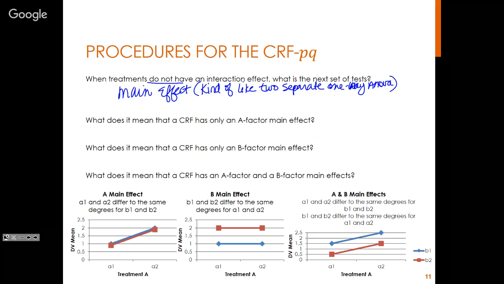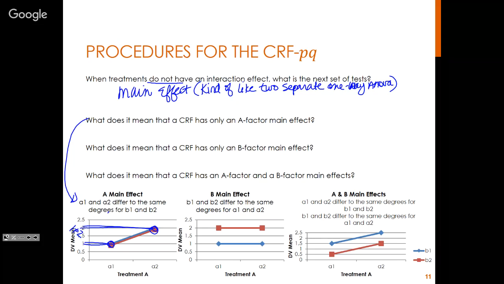Good. So I understand these a lot better in a graph. That's why I always include the graph. So if we only have an A main effect, then if I'm just looking at factor A, is A1 different than A2? Yeah. The mean at A1 is 1. The mean at A2 is 2. And 1 does not equal 2, right? So we see an A main effect there.